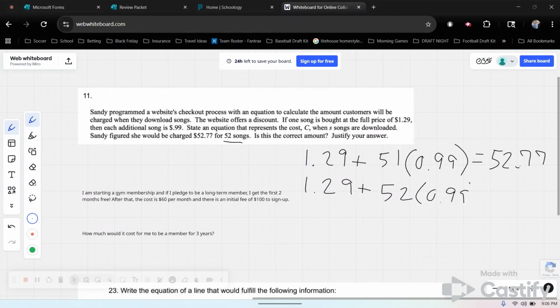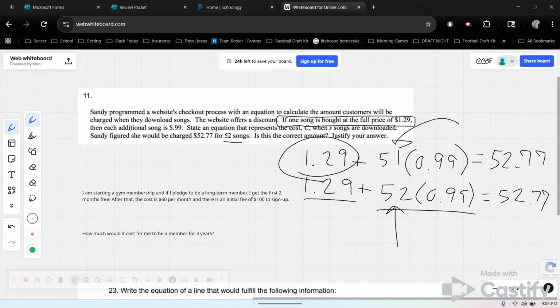Well, think about what this would mean. This would mean that you have an initial fee of $129 for nothing, and then you have to buy 52 songs at 99 cents each. Well, that doesn't make any sense because the one song is bought at the full price of $129. Well, you don't have to buy 52 more songs. You only have to buy 51 more songs because your first song was bought at $129.